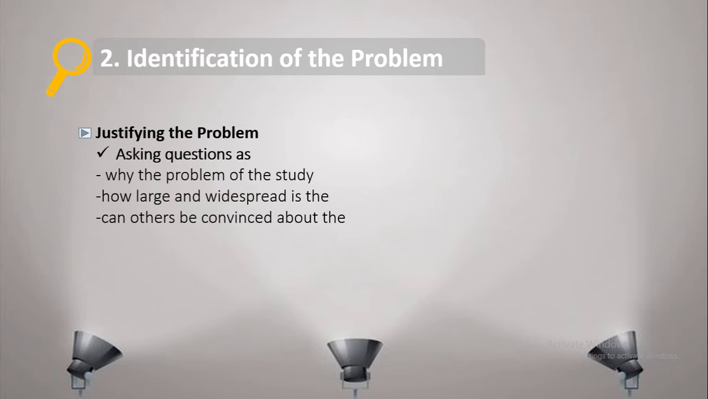Then you need to justify the problem. You can justify the problem by asking a question: why is the problem of the study important? Means you need to justify why the problem is important to others who are looking at your research, or who are supervising or who are sponsoring your research. So you need to make clear the importance of your research problem. The importance of your research problem gives you a higher chance to publish your research work in renowned journals.